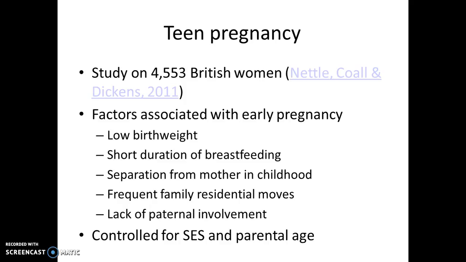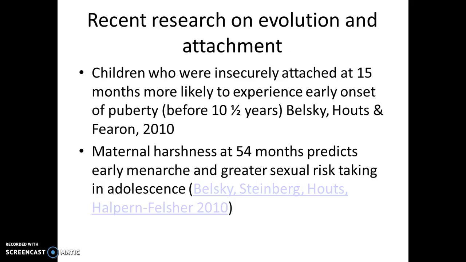Nettle, Cole and Dickens, in 2011, in a very large-scale study, found that the factors which predicted early pregnancy were the individual being of low birth weight, a short duration of breastfeeding, being separated from her mother in childhood, frequent family residential moves, and the lack of paternal involvement. Right? And that's the case when you control for socioeconomic status and the age of these individuals' parents. So all of these are risk factors which signal lack of investment in the child, and the response, according to theory, is that the child moves towards the more R-selected strategy, having more kids, or having kids at an early age.